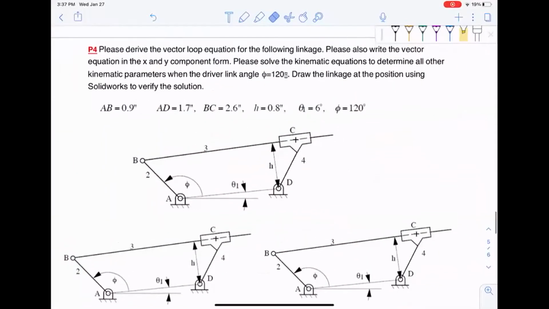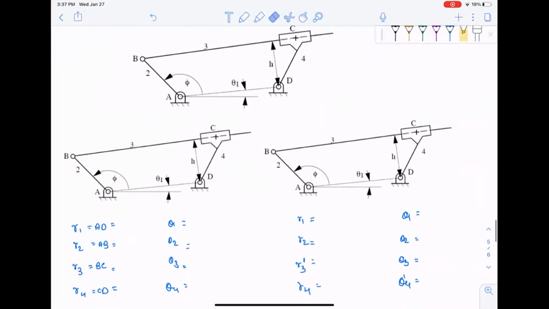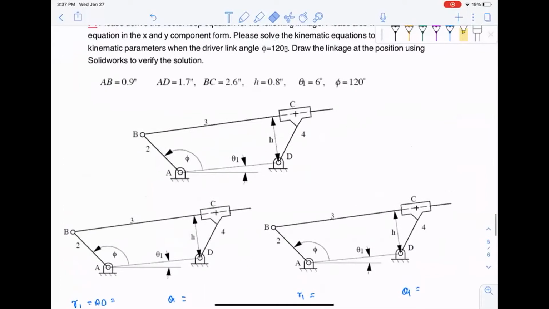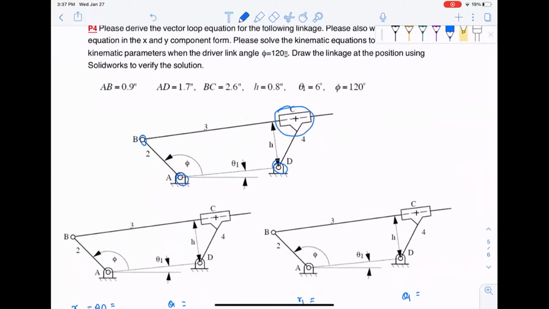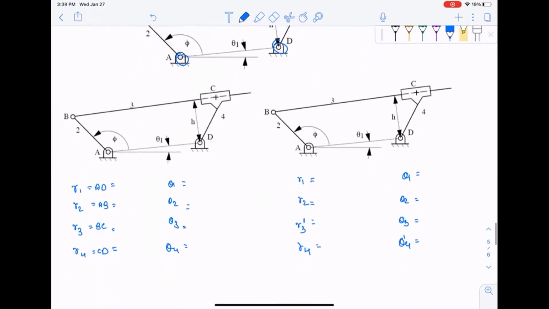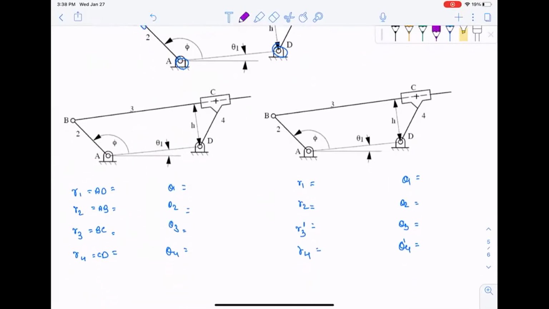Okay, so welcome and let us begin problem number 4 of recitation 3. I'll briefly elaborate what the problem is. Here is a 4-bar mechanism, and we have a revolute joint, revolute joint, revolute joint, and over here we have a prismatic joint. We have been given certain parameters and we need to find the remaining parameters. I'll further explain which parameters are which, and let me go ahead and start with the first approach.